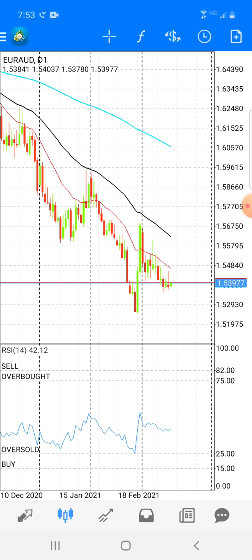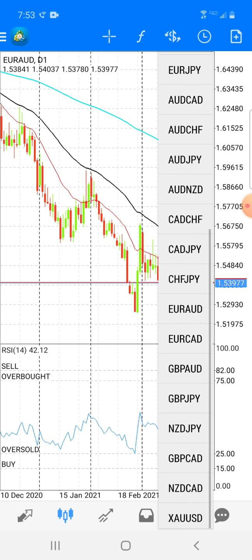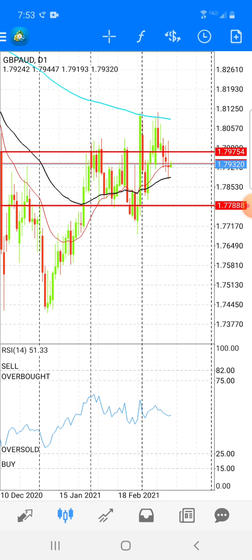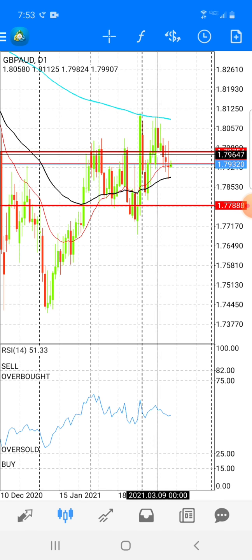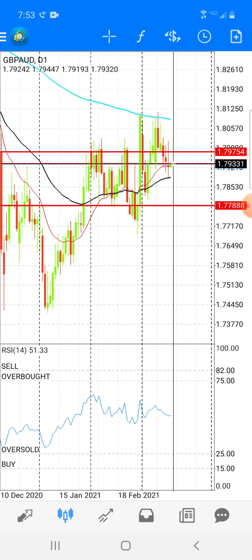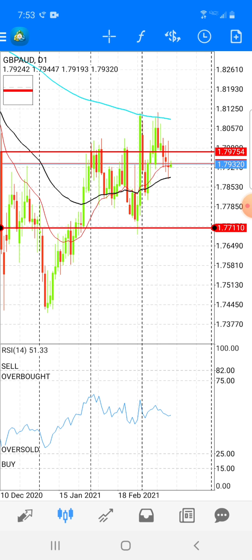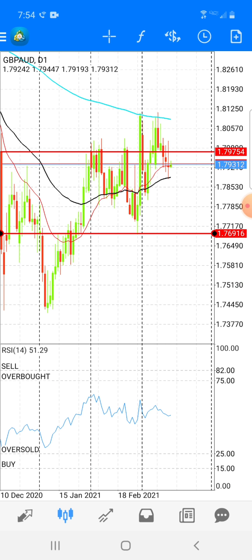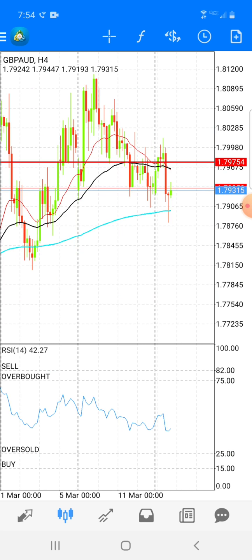Let's go GBP AUD. GBP AUD also did the same thing. It came up to this 200 EMA, and then now it looks like it's shooting down. I can almost guarantee you, let me move this support, I can almost guarantee you that it's going to come down to the support zone about right here by the end of the week. Okay, let's go to H4 to confirm what we're saying.